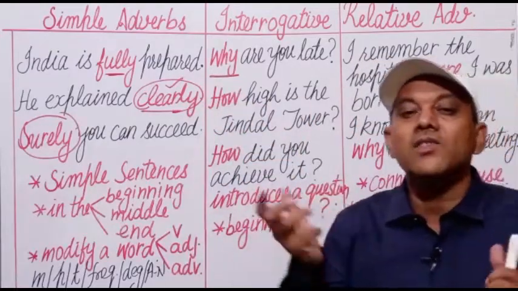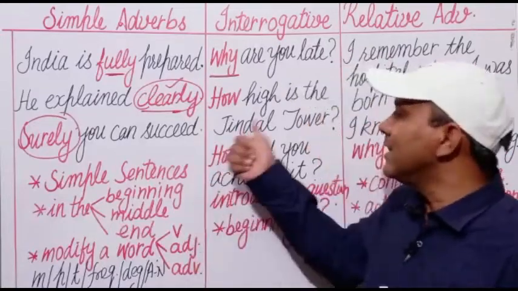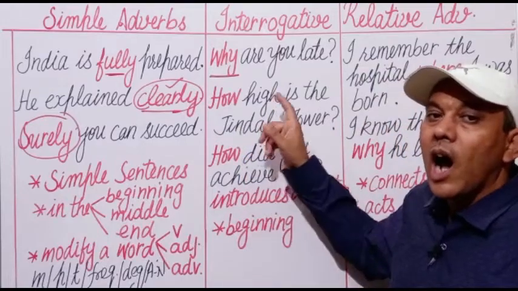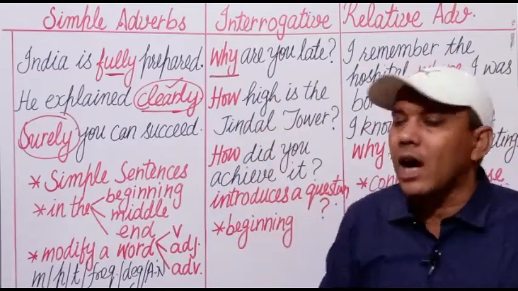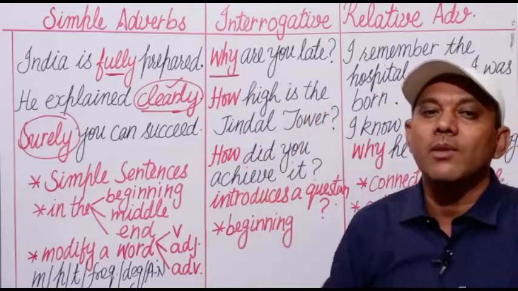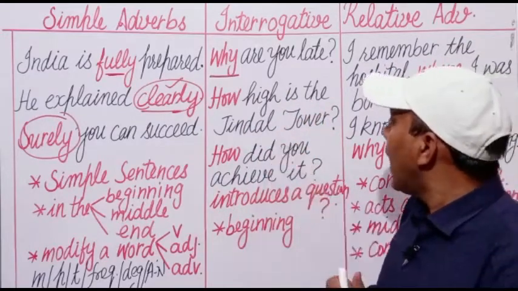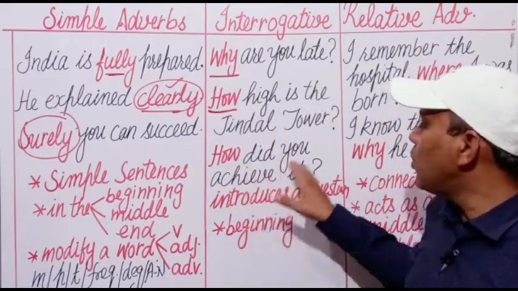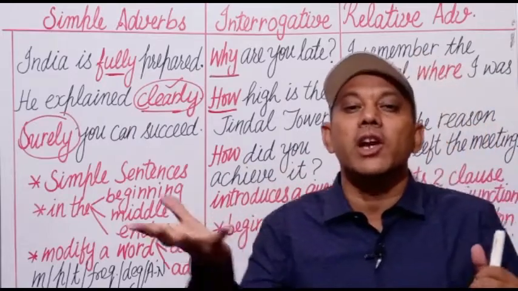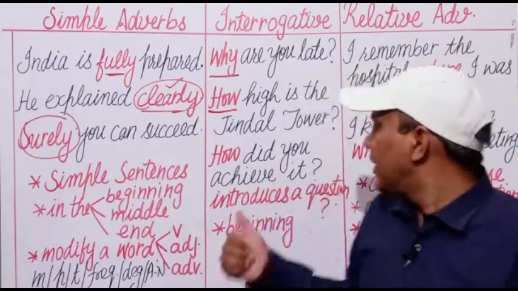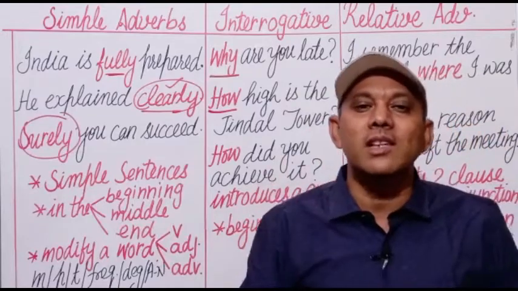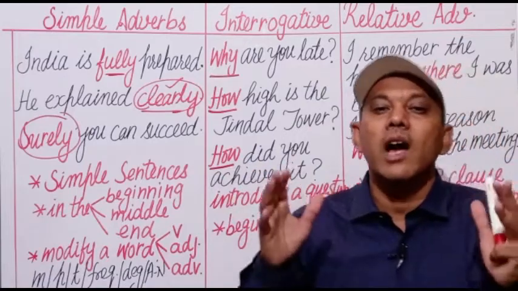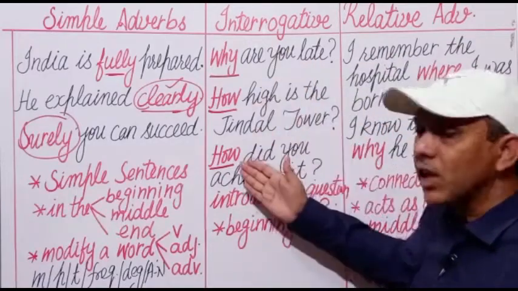How high is the Jindal Tower? There is a Jindal Tower in Hisar, and I can ask the height of Jindal Tower. How high is the Jindal Tower? Here this word how is used as an adverb. How did you achieve it? If somebody achieves great success and a journalist asks him, how did you achieve it? This word how is used as an interrogative adverb.